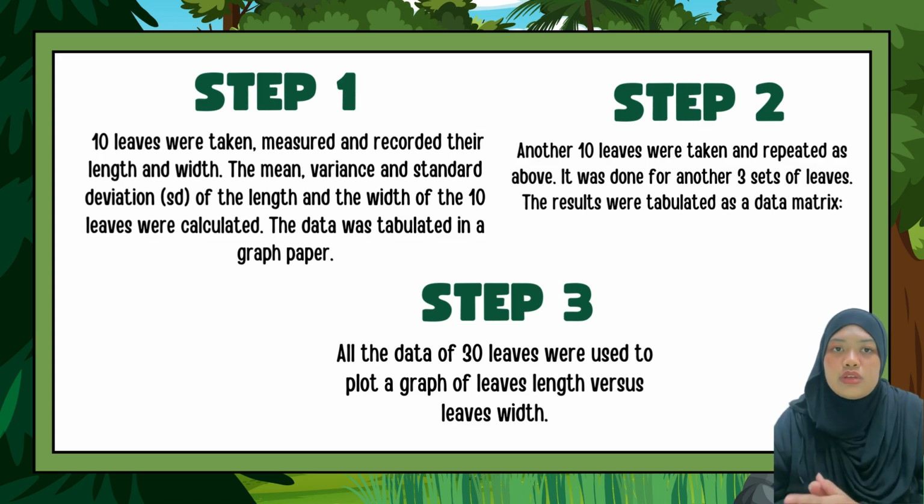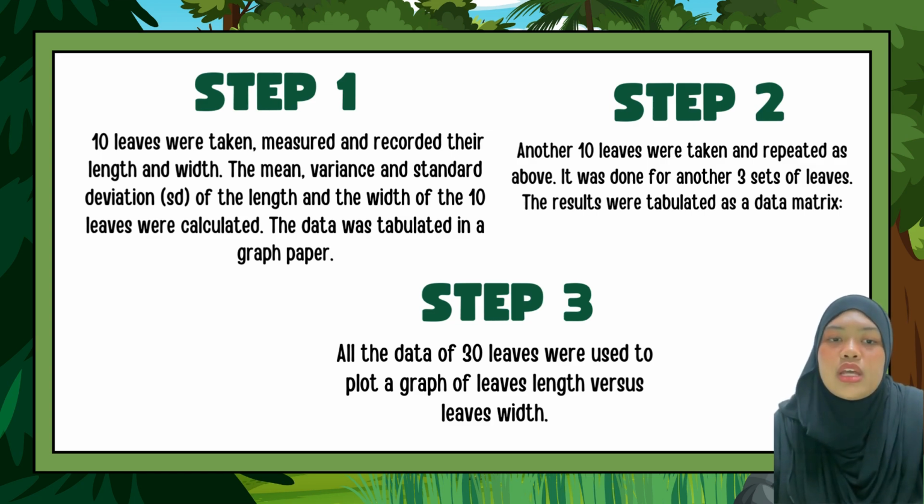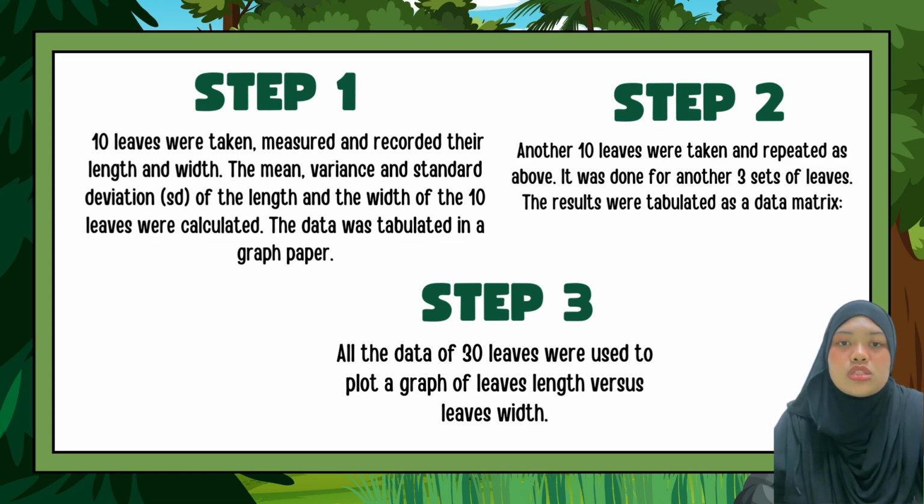The first step is that 10 leaves were taken, measured, and their length and width recorded. The mean, variance, and standard deviation of the length and the width of the 10 leaves were calculated. The data was tabulated on graph paper.